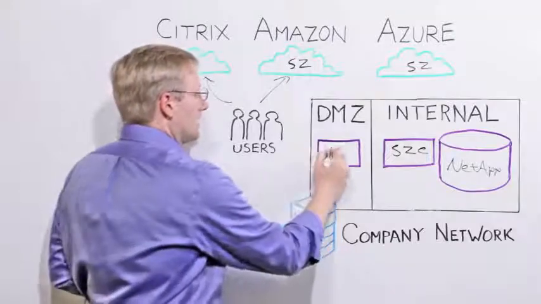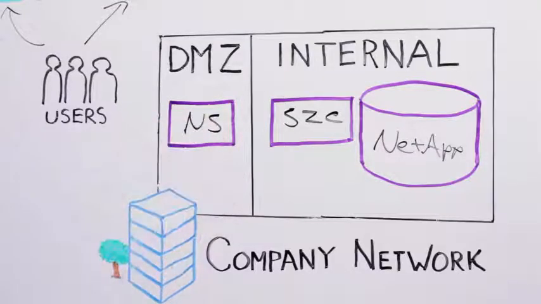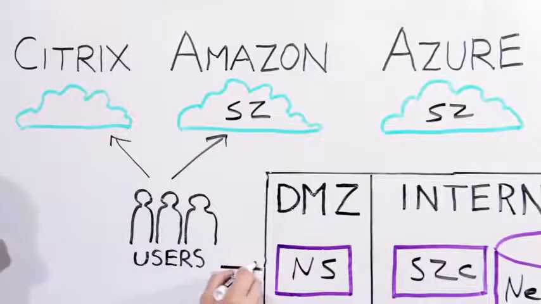To enable external access, you would use a NetScaler or other load balancer in your DMZ, so that whenever the user gets redirected to that zone, they have an entry point into your network.